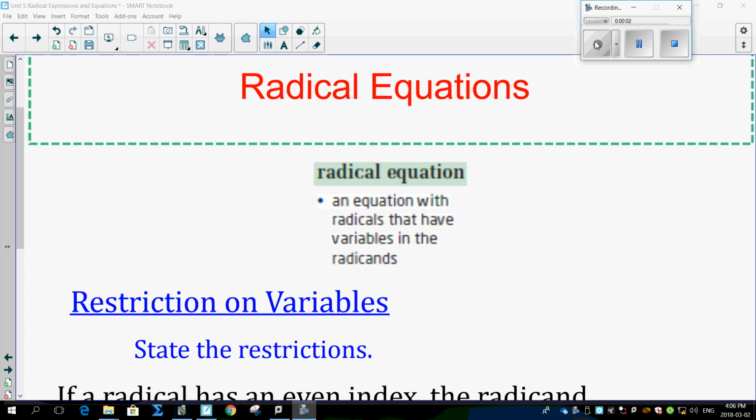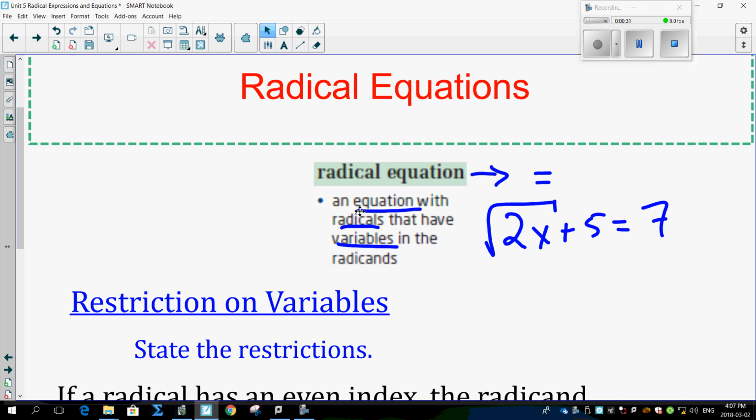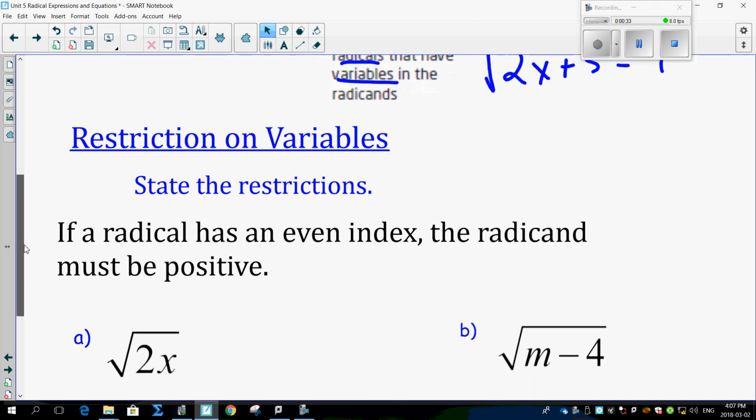Looking at radical equations now, you look at the definition of it. It says a radical equation is an equation with radicals in it and variables. So it's the same old, same old. Remember, in order to be an equation, you have to have an equal sign. So something like 2x plus 5 equals 7, and just go out and solve it. The only difference now is we'll throw a radical in it. That's no big deal, but there are some little technicalities we have to know about.